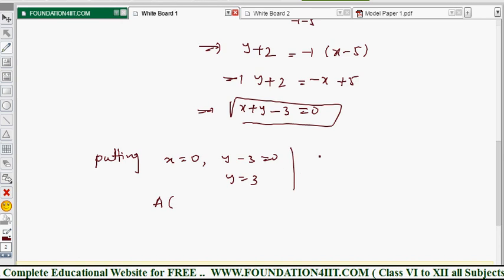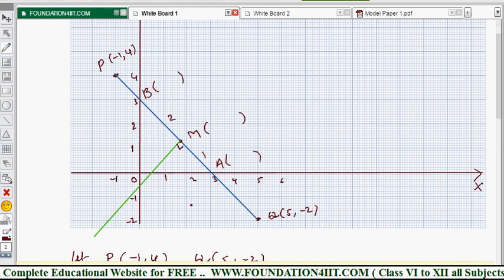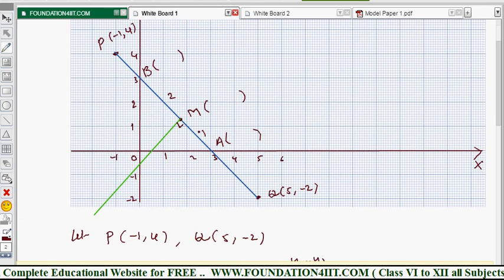Again similarly, if you keep y equal to 0, then x minus 3 is equal to 0, x is equal to 3. That means you can get the A and B points. One is 0 comma 3, the other 3 comma 0. Because A is on the x axis, so y value is 0, according to the problem. Even using the graph you get the same. Then A is 3 comma 0, and B is 0 comma 3.